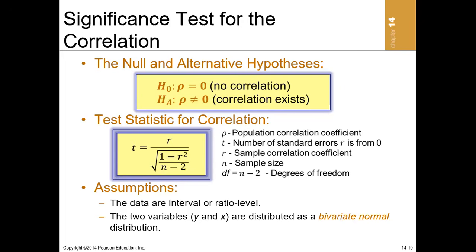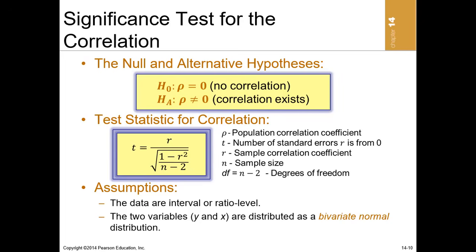Now, here, we make no distinction between a claim or a status quo or a research hypothesis. Here, the emphasis is that correlation, by default, has its own null and alternative hypothesis.